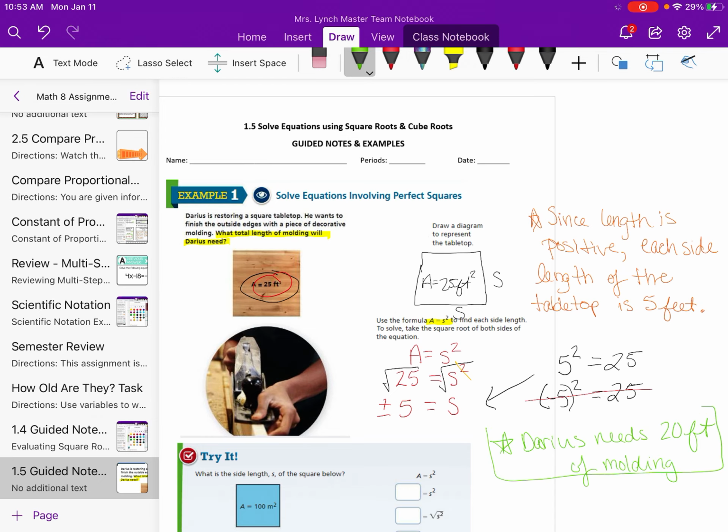So this is what we were truly trying to answer. Again, make sure you answer the correct question. Don't just stop at 5 feet. The question here was, what was the total length? So we need to make sure we're answering the entire question. Okay, so that's solving whenever you have a perfect square.